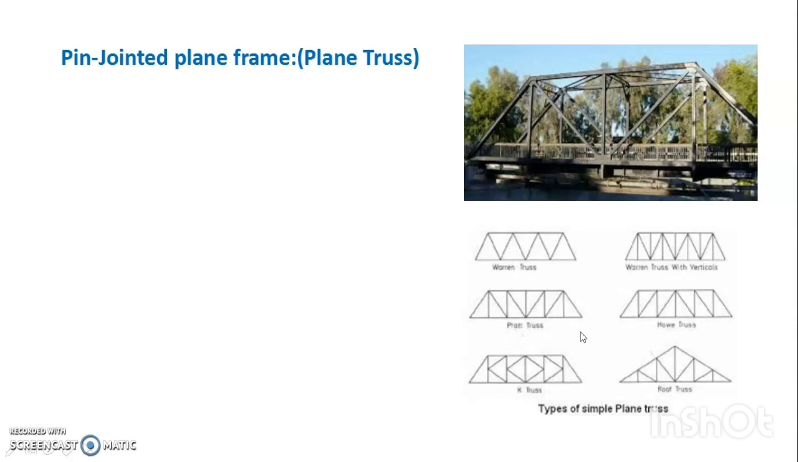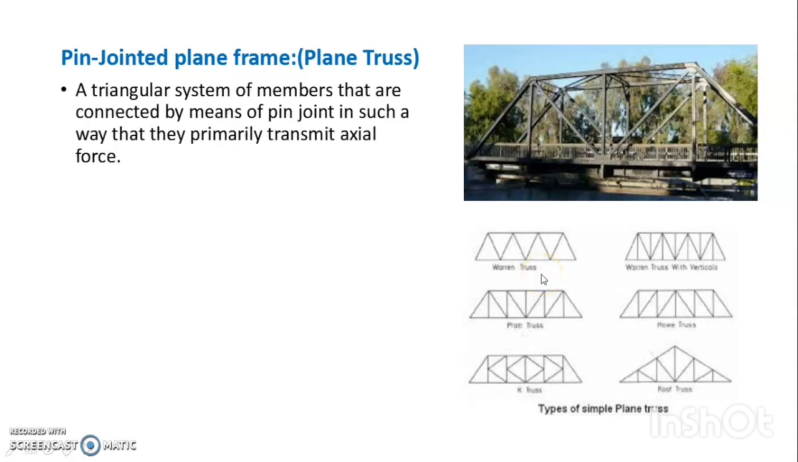Otherwise, if we go to any high rise building made of steel, we can see the roof truss will be made of plane truss only, which will have only X and Y planes. A pin jointed plane truss will always be made of a triangular system. You can see the structure is made of a triangular system of members connected by means of pin joints. All the joints will be pin joints in such a way that they predominantly transmit axial forces. That is, the forces will act only horizontally and vertically, and the forces will act only at the joints, not along the members.